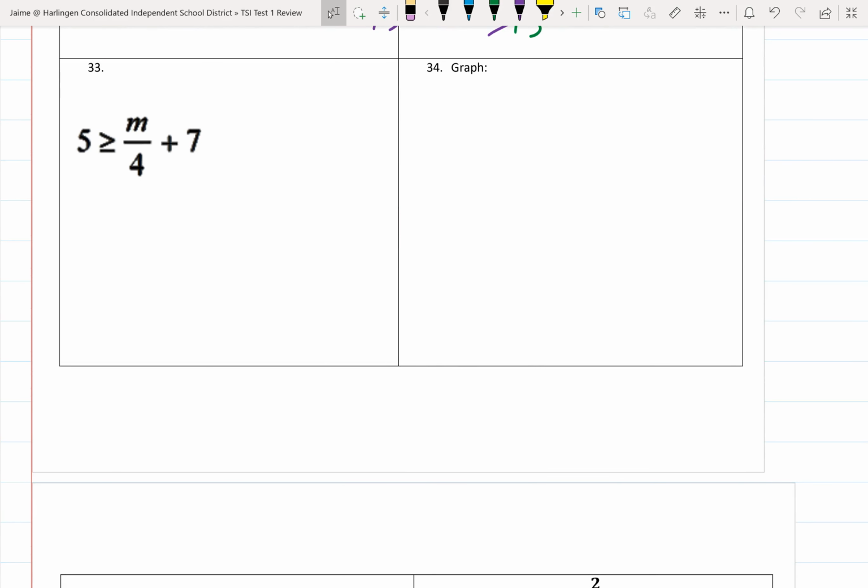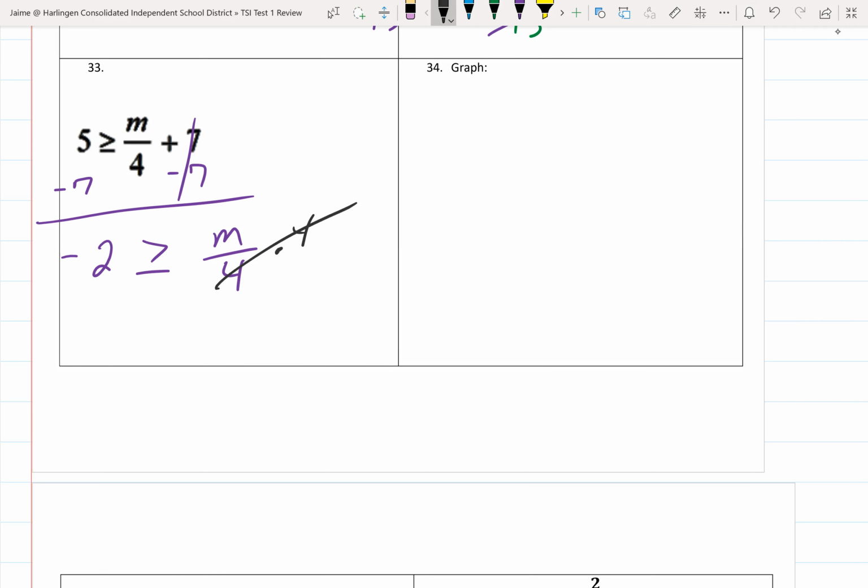Same thing here on this number 33. Leave the m and the 4 alone, move the 7. So subtract 7 first. 5 minus 7 is negative 2. That symbol, m over 4. How do you get rid of divide by 4? You times 4. Times 4 to both sides. 4 times negative 2, that's negative 8, greater than or equal to m. Remember, that is correct. But if the m is on this side, keep the sign the same. That's the original sign, so like that, from the other way around.